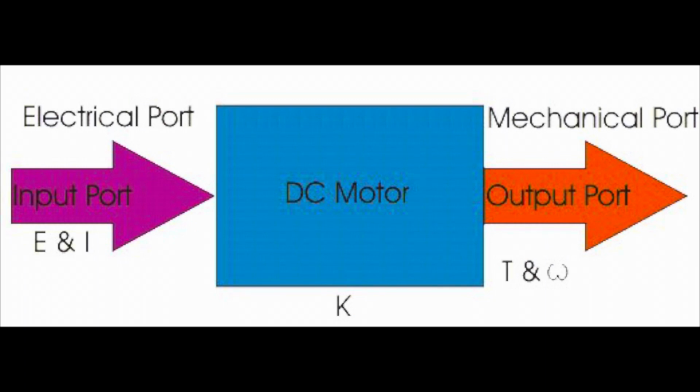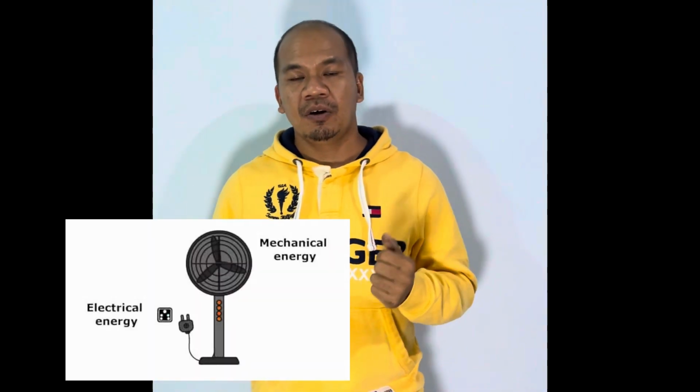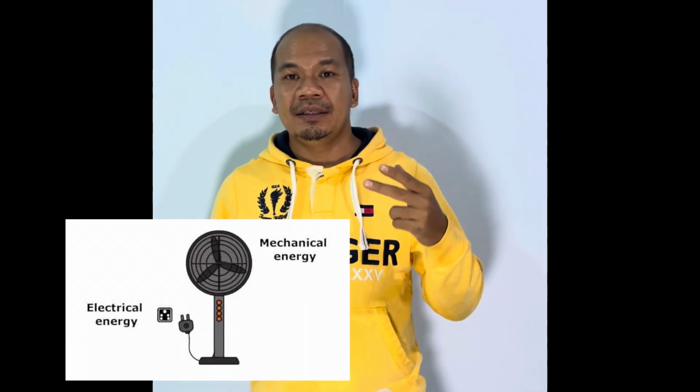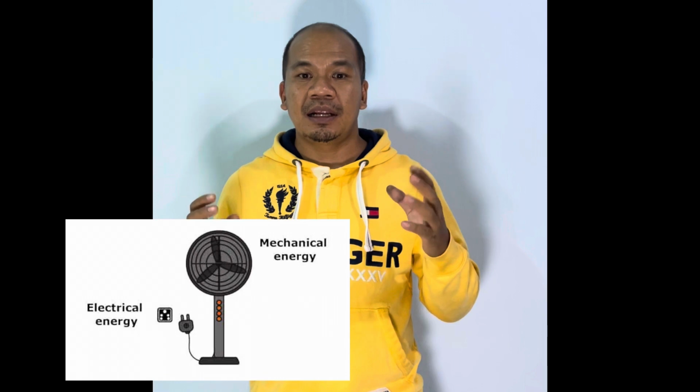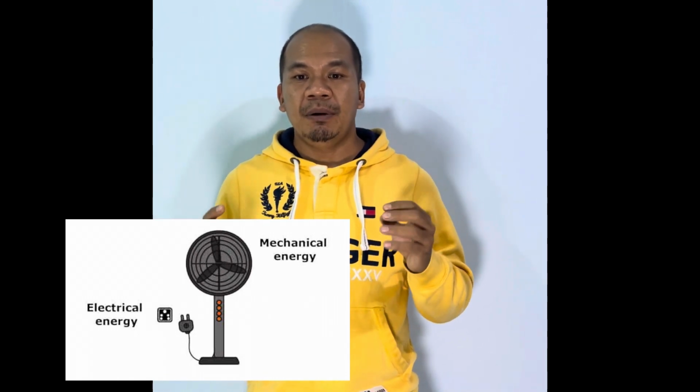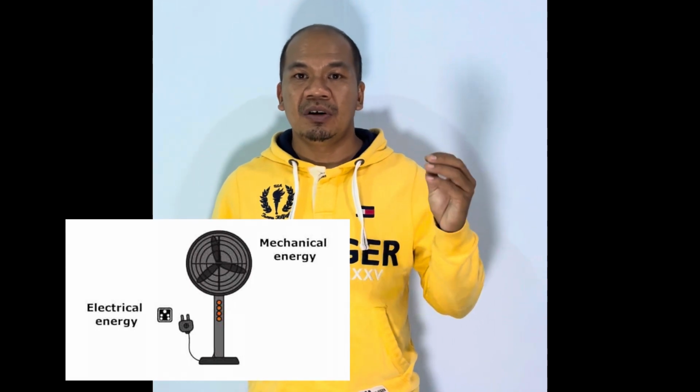To understand this, just imagine a fan. We need a DC electrical power supply such as a battery, power bank or generator to operate the fan. The power supply, battery, power bank, generator and so on are classified as electrical energy. Then when the fan blades are rotating, this is known as mechanical energy. Hopefully all of you are clear about the basic concept of motor function.